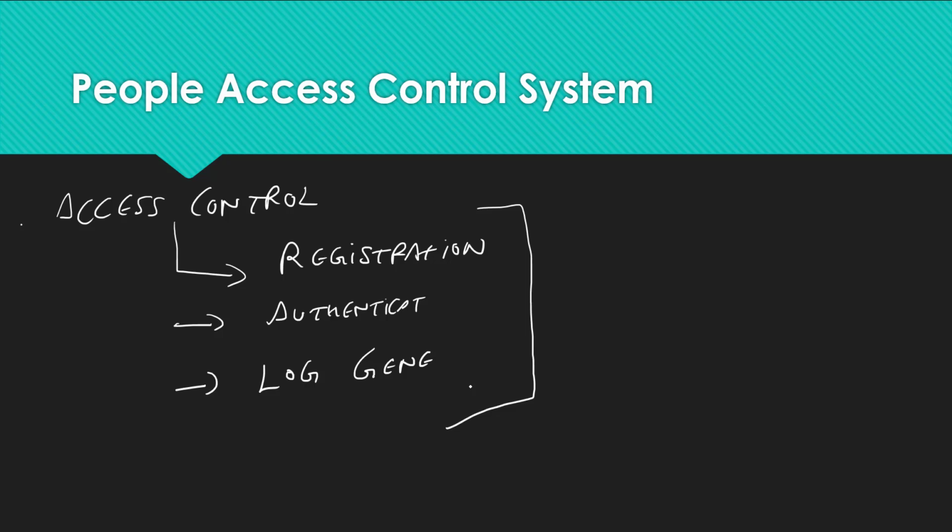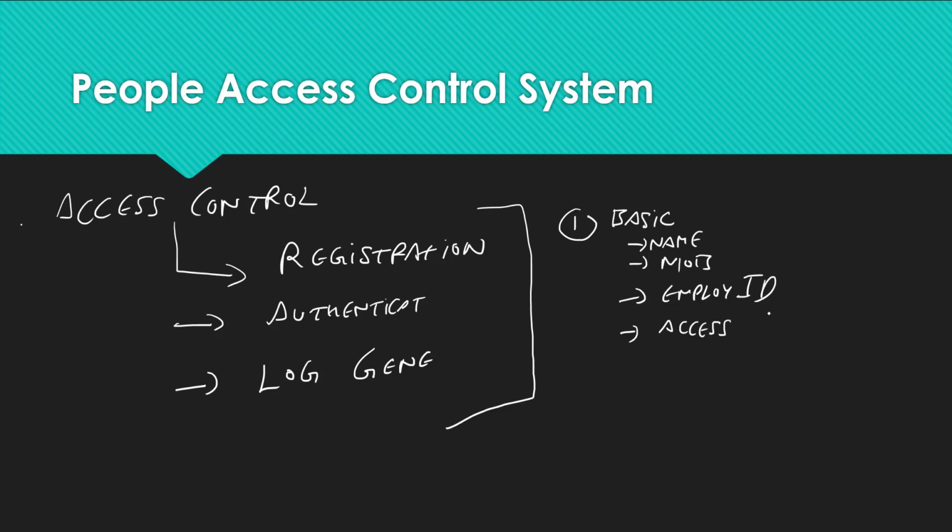So now let's understand how you register your people, your employees, your vehicles, or your materials. For registration, you have two options. The number one is you can use the basic information, which includes the name of the employee, and you can use their mobile number. If you have been given a unique employee ID, you can use that employee ID to register them, and then you can also assign them a unique access card number if you are using electronic access.